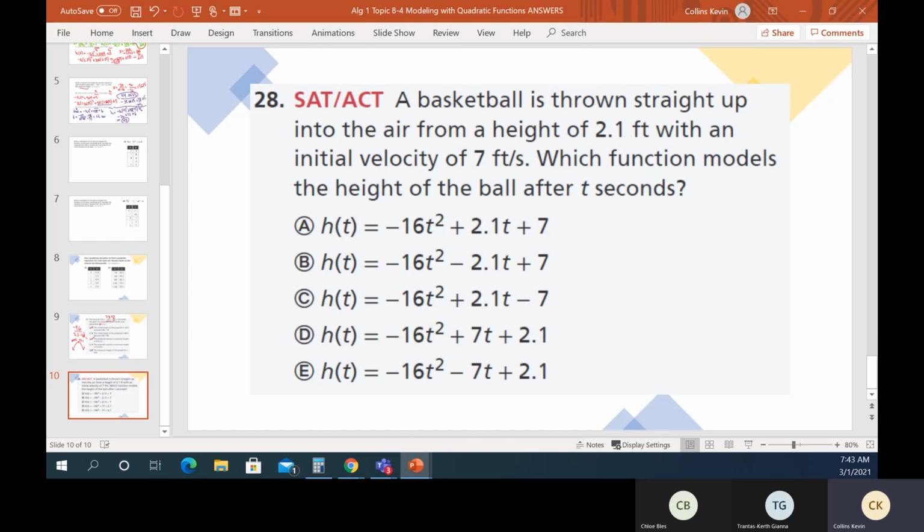All right, so this is a basketball is thrown straight up in the air from a height of 2.1 feet with a velocity of 7 feet per second. It says which function models the height of the ball after t seconds. So which one of these guys, which equation will we use here?